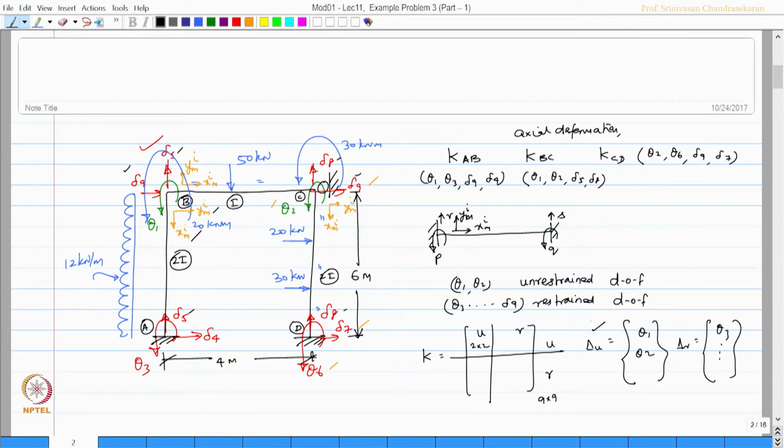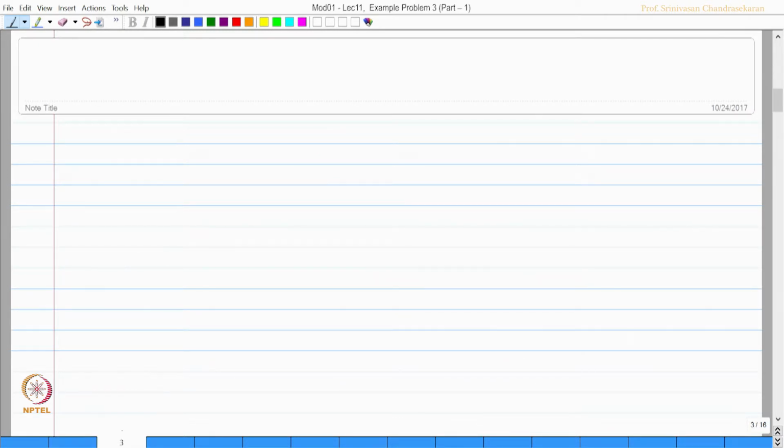We obtain delta U by inverting KUU. We use this relationship KUU into delta U is actually equal to JLU. We found out delta U by inverting this matrix and we got delta U. Then we found out fixed end moments and end reactions of every beam using this relationship, fixed end moments of the ith member. So, the final solution we had looked like this.